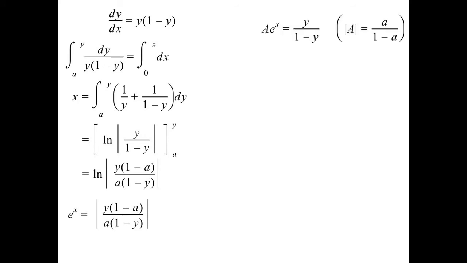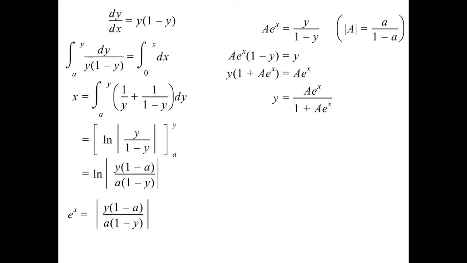All right, I want to get y the subject, so get rid of the log. e to the power of x is equal to the absolute value of that. So I'm saying A e to the power of x is equal to y on 1 minus y, and I've defined the absolute value of a to be capital A, a on 1 minus a, because at the end of the day, that's going to be a constant number. So A e to the power of x, 1 minus y equals y, play around with it.